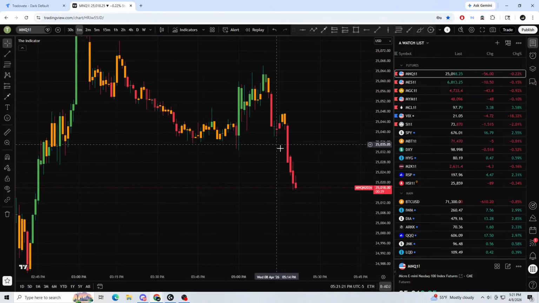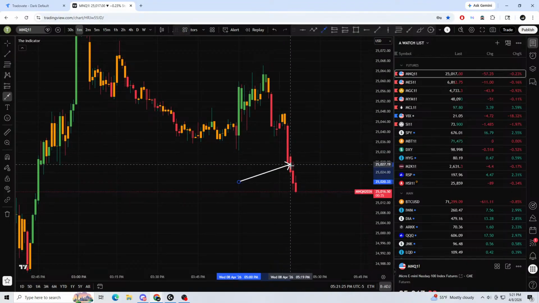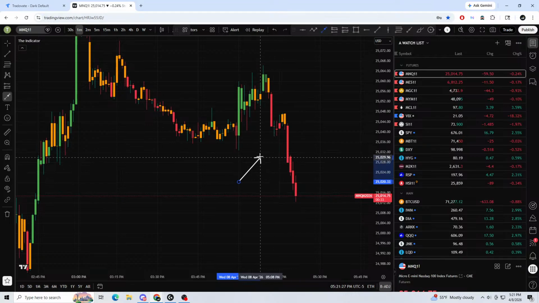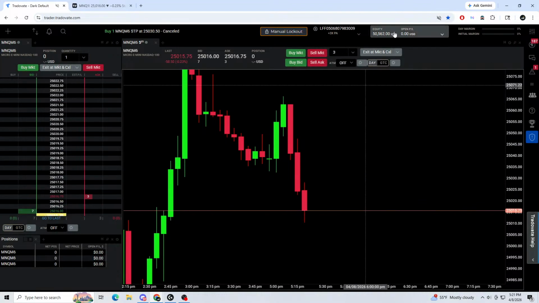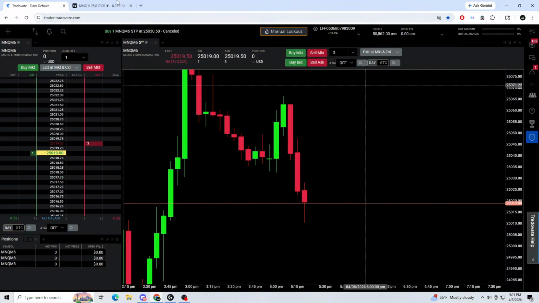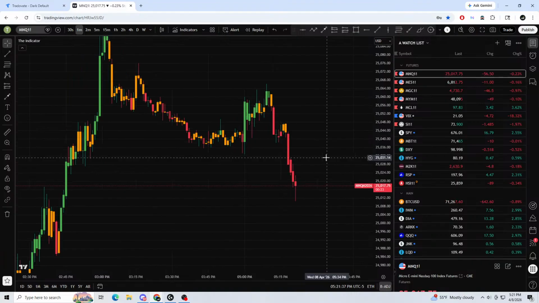Right now it's bleeding. The indicator is showcasing us bearish candles, so we are just going to remain in the short. All right, tag this out. We're up 50 bucks. Not too shabby.